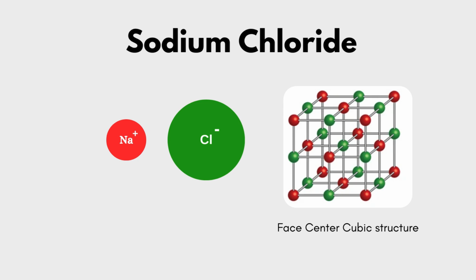The building block has a face-centered cubic structure. Each ion in this building block has 12 nearest neighbors. Each chloride ion in the structure is surrounded by 6 sodium ions and 6 other chloride ions at the shortest distance, and the same happens to the sodium ion.